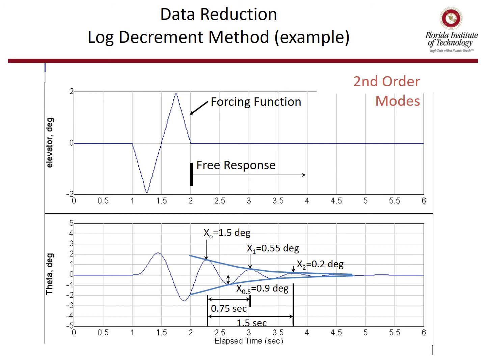We also can measure the frequency, or the period to get the frequency, which is the time it takes to go from one peak to the second. So to go from the x0 peak to the x1 peak is 0.75 seconds.